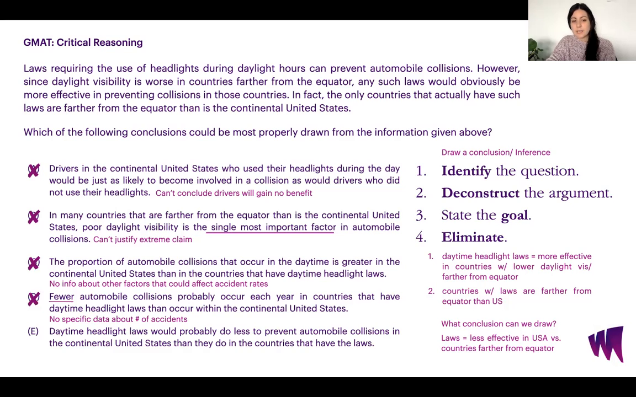E, daytime headlight laws would probably do less to prevent automobile collisions in the continental United States than they do in the countries that have the laws. This matches the conclusion that we drew, and it's something that has to be true based on the pieces of information in the argument. So this would be our answer.